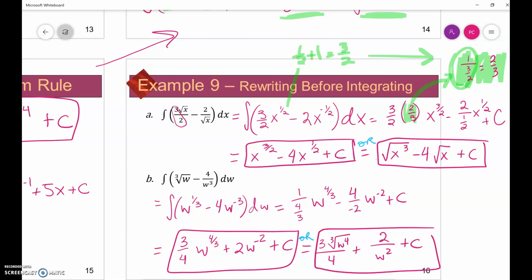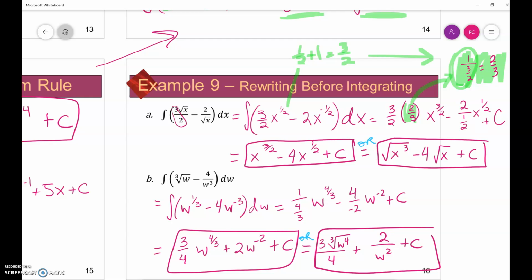So we have 3/2 times 2/3, x to the 3/2, minus 2 over 1/2, or I could have done 2 times 2, because the reciprocal of 1/2 is 2, times x to the 1/2 plus c. And we end up with x to the 3/2 minus 4x to the 1/2 plus c. It's okay to leave it with fractional exponents.